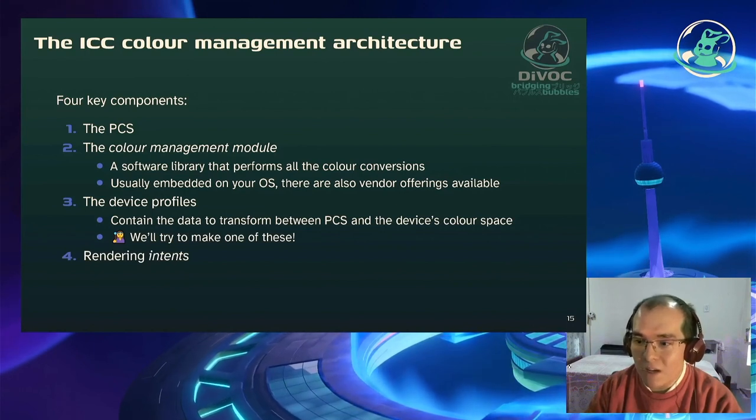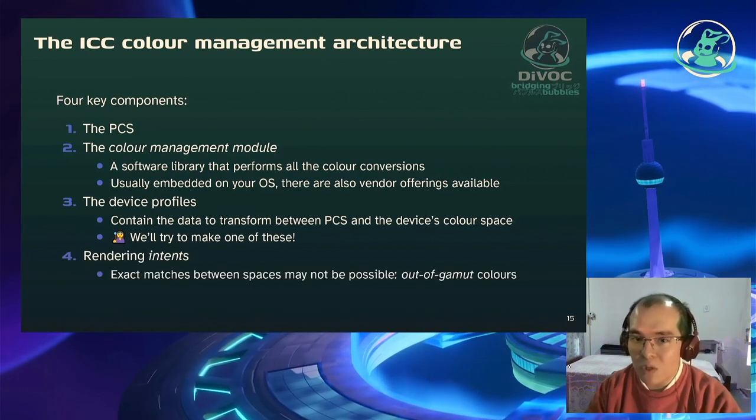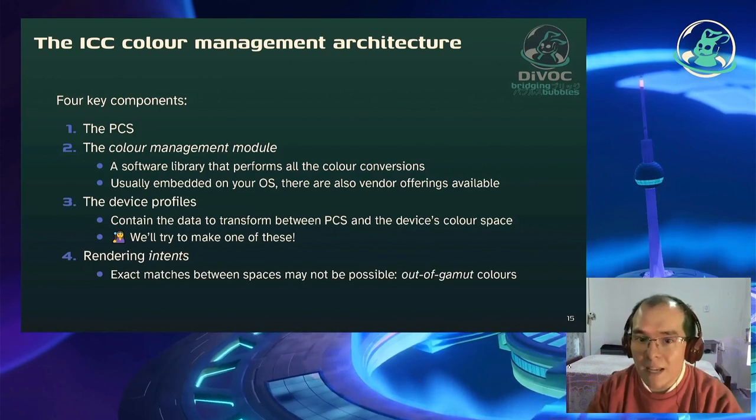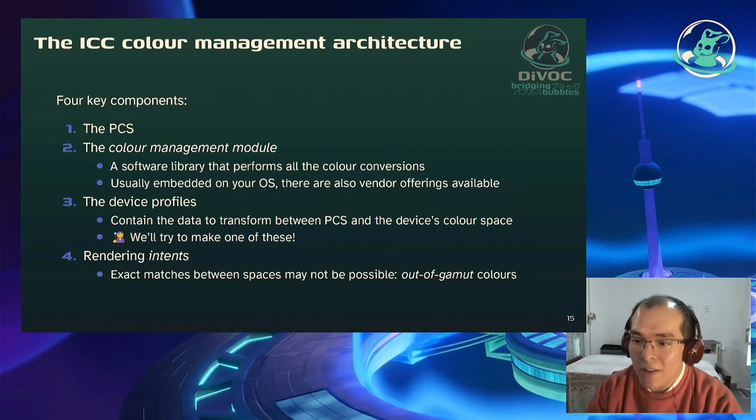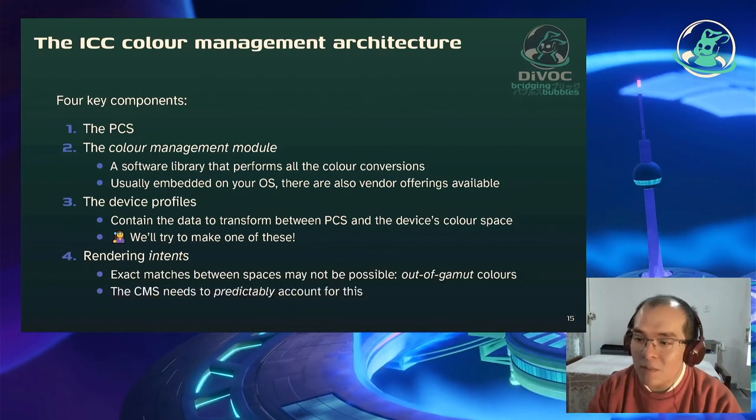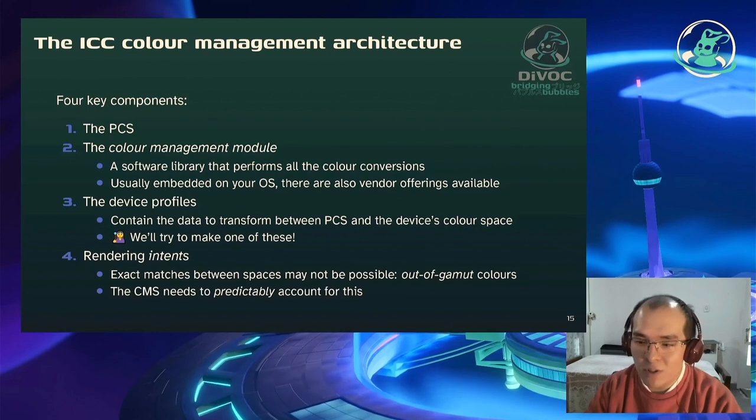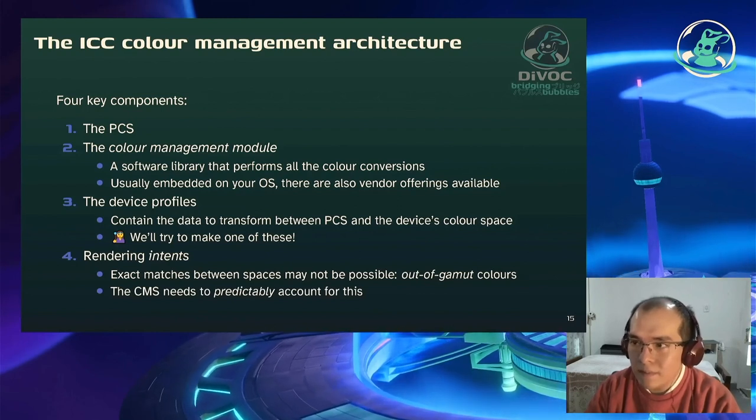And finally, the rendering intents, because when you map between different color spaces, there can be cases in which you start from a color in one color space, but there is no equivalent color in the other. And of course, the color management module needs to predictably account for this.